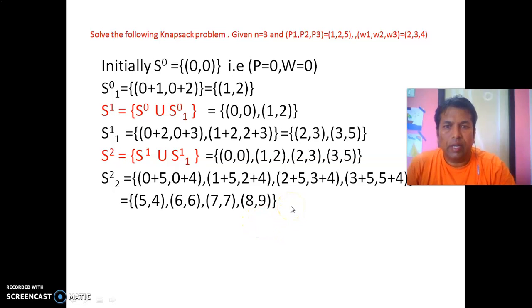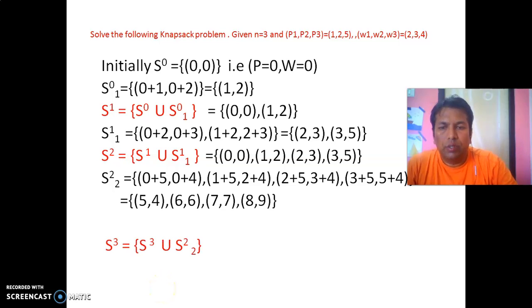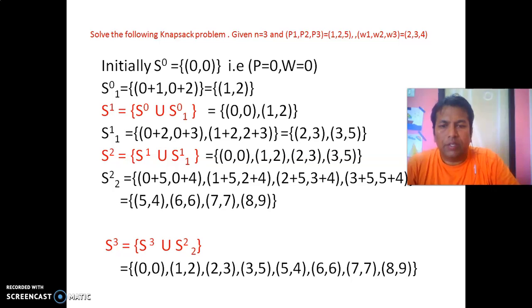So now S1 is generated, S power 1 is generated, and S power 2 is generated. Now we are going to generate S power 3. That comes from the merging, or union, of S power 2 and S2 power 2. This will generate the final list of tuples. So now we consider S power 3. Those values are 0, 0, 1, 2, 2, 3, 3, 5, 5, 4, 6, 6, 7, 7, 8, 9.